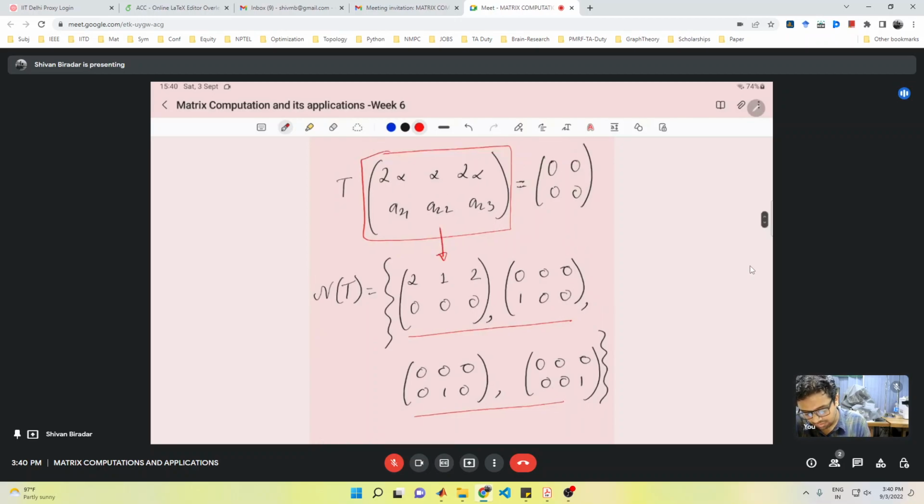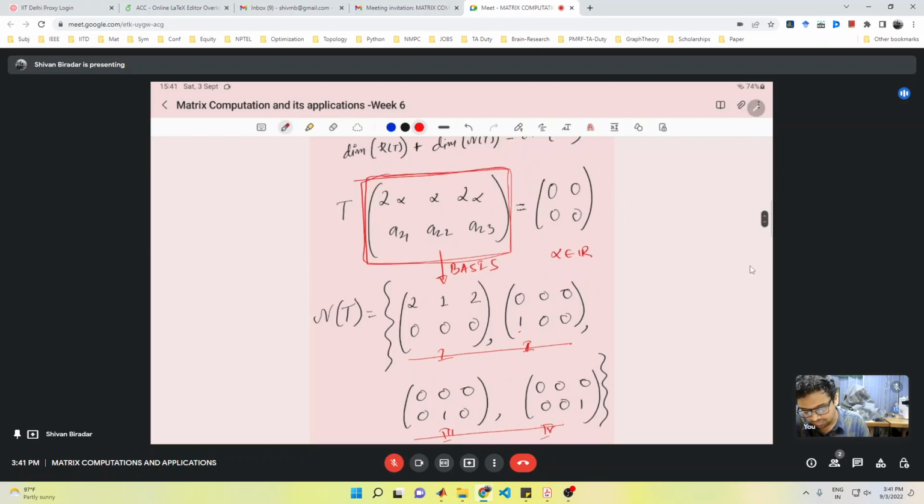Remember, alpha can be any real number, but we'll take alpha as 1. Then this would be 2, 1, 2, and these are all zeros. This can be all zeros, or this can be 1, this can be 1, this will be 0. We are basically calculating the basis of this matrix. If you calculate the basis of this matrix, you will get these 4 matrices: this matrix, this matrix, this matrix, and this matrix.